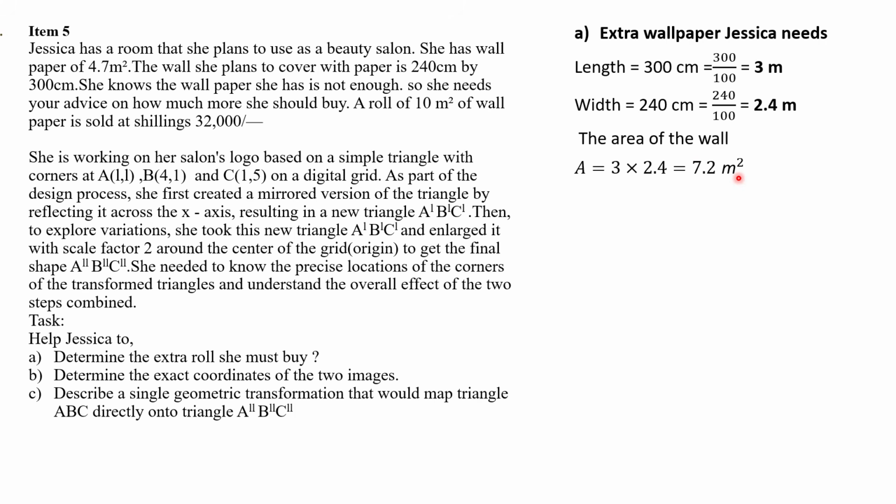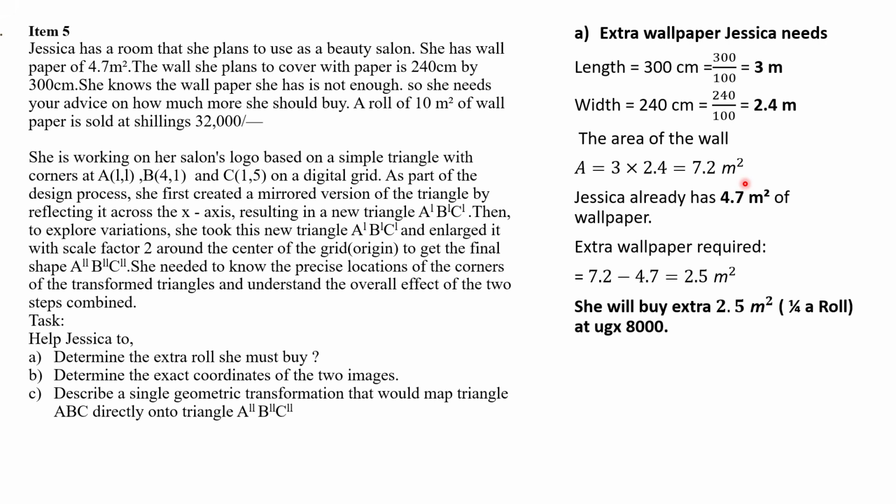But remember, she had already 4.7. So you'll come and say that Jessica already has 4.7 square meters of the whole paper. Now ask yourself, but she needs 7.2. So how much more must she buy? So 7.2 minus 4.7, I get 2.5 square meters. And can you imagine? For sure, she will buy an extra 2.5 square meters.